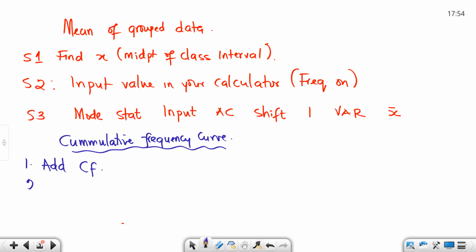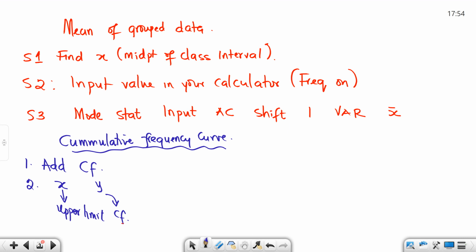What else? We plot. Guys, to plot a graph, we need X and Y, right? What are your X's and what are your Y's? Okay, X is the upper what? Limit. And what is your Y? Your cumulative what? Frequency. X is your upper limit and your cumulative frequency is your Y. And that's how it works.